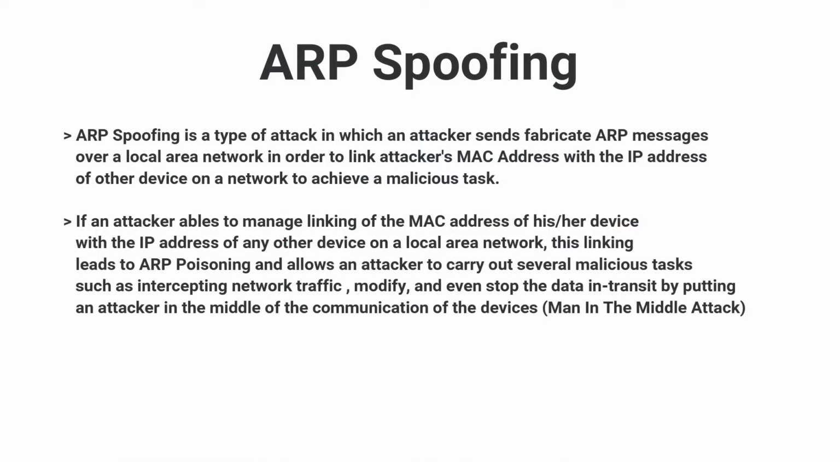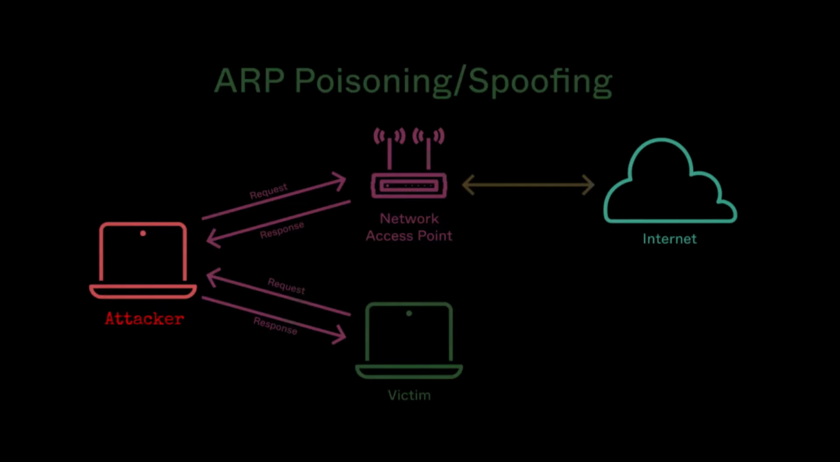So ARP spoofing is a kind of attack in which an attacker sends fabricated ARP messages in order to link the attacker's MAC address with the IP address of a legitimate device of a victim on a local area network, as we discussed earlier. Now let's move to the demonstration part and see how this attack works by doing this attack practically.